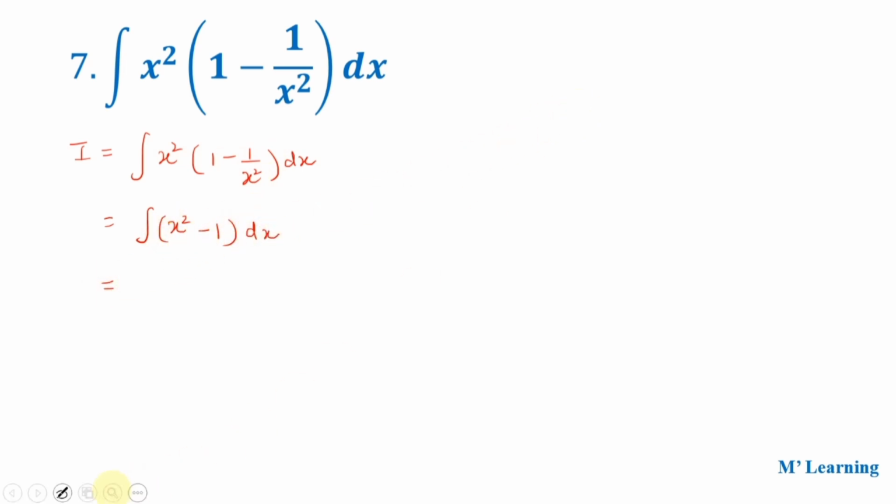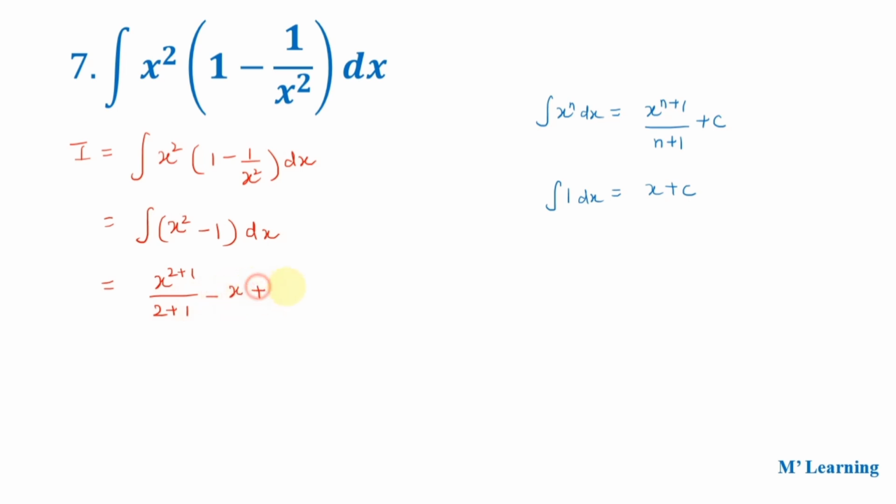To integrate x square, we'll use the formula for x to the power n. The integral of x to the power n dx is x to the power n plus 1 by n plus 1 plus c. And for the integration of 1, we know the integration of 1 is x plus c. So the integration of x square will be x to the power 2 plus 1 by 2 plus 1, minus the integration of 1, which is x, plus c. So this becomes x cube by 3 minus x plus c. This is its answer.